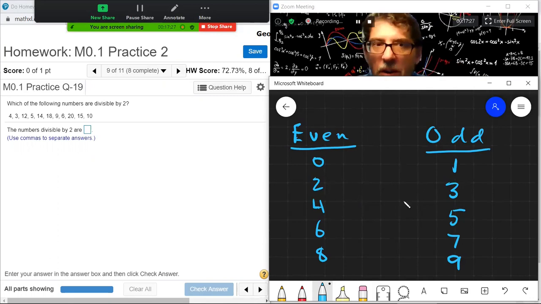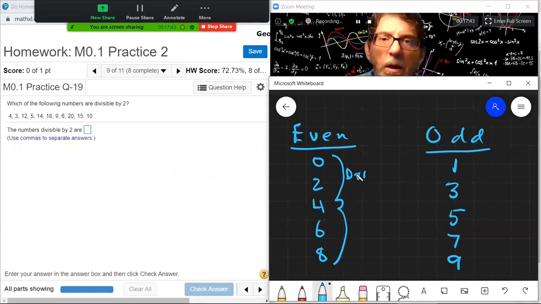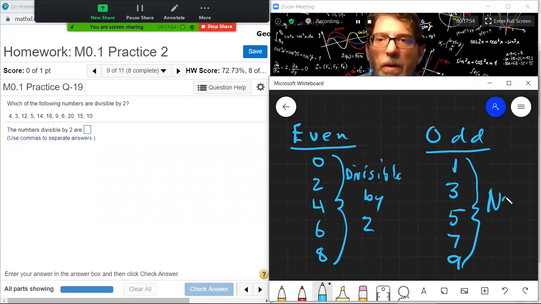So what does that have to do with this? Well, if a number is divisible by 2, it's going to be even. So these numbers are divisible by 2. They are not. So all we've got to do is look at the rightmost digit, which is the ones digit, to determine if that number is divisible by 2.